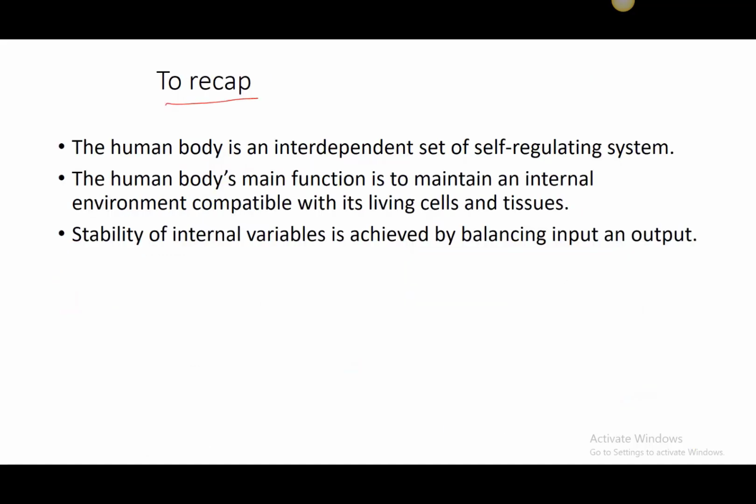To summarize this part of the video, the human body is an interdependent set of self-regulating systems. The body's main function is to maintain an internal environment. This environment is compatible with its cells and tissues. The stability of internal variables is achieved by balancing input and output.